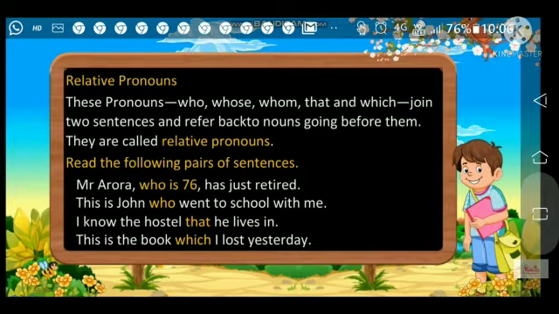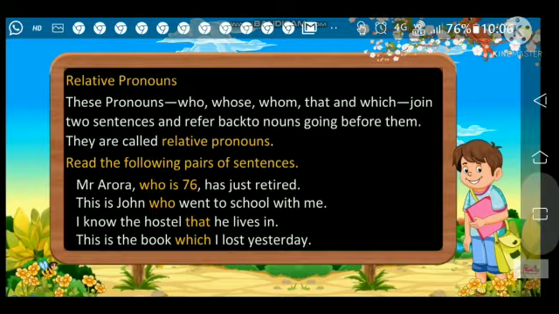So now come to the relative pronouns. These pronouns, who, whose, whom, that and which, when they join two sentences and refer back to nouns going before them, are called relative pronouns. See the examples. Mr. Aurora, who is 76, has just retired. So here we have joined the sentences by who is 76. Next is, this is John who went to school with me. Here we have joined the sentences with who. I know the hostel that he lives in. Here we have joined with that.